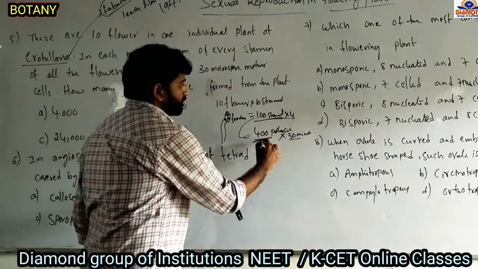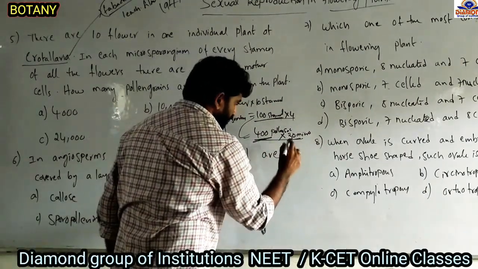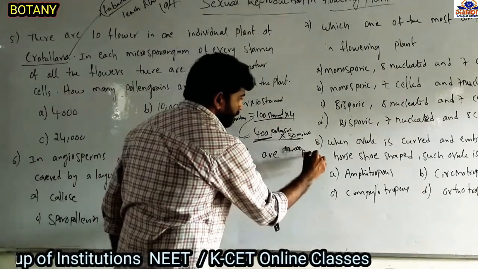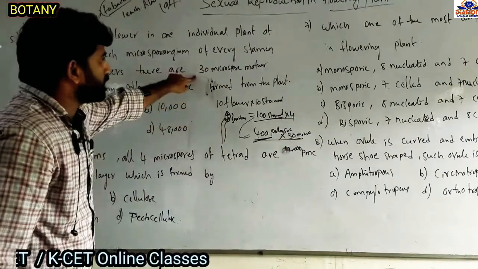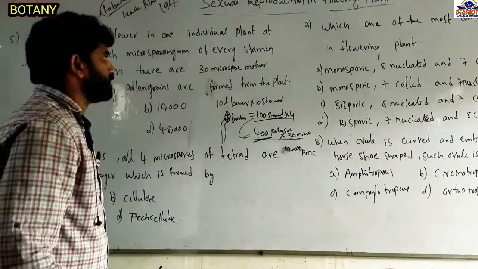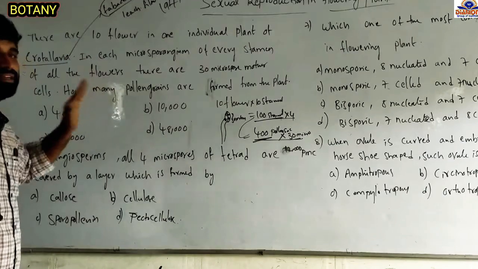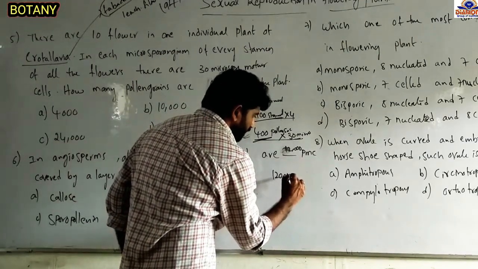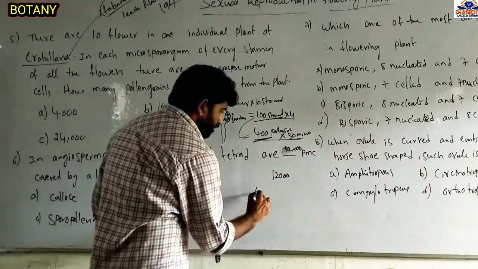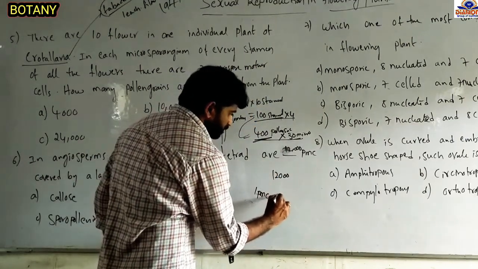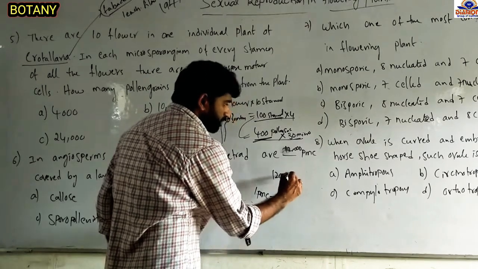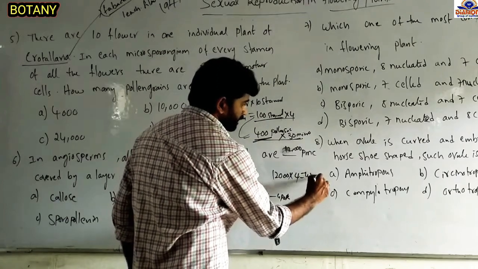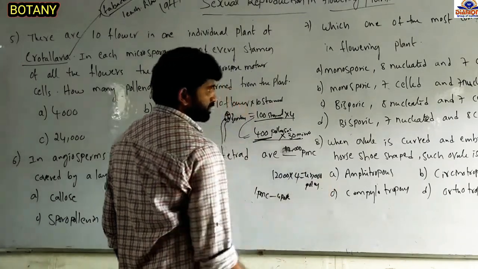400 into 30 will be 12,000 pollen mother cells. So 12,000 microspore mother cells are obtained. Now how many pollen grains are formed? Here 12,000 are pollen mother cells, and each pollen mother cell can give rise to 4 pollen grains. So 12,000 into 4 will be 48,000 pollen grains.